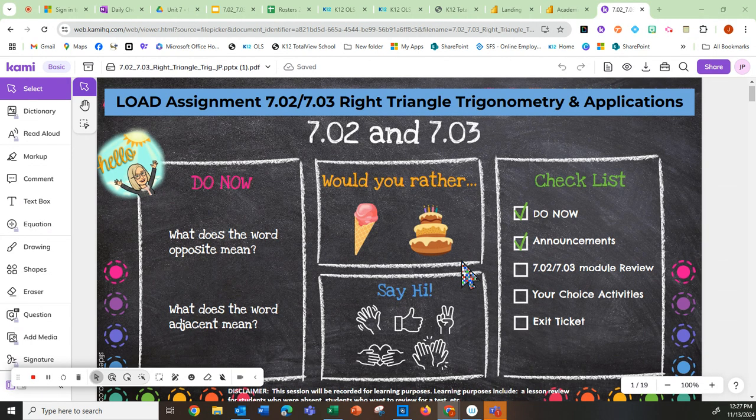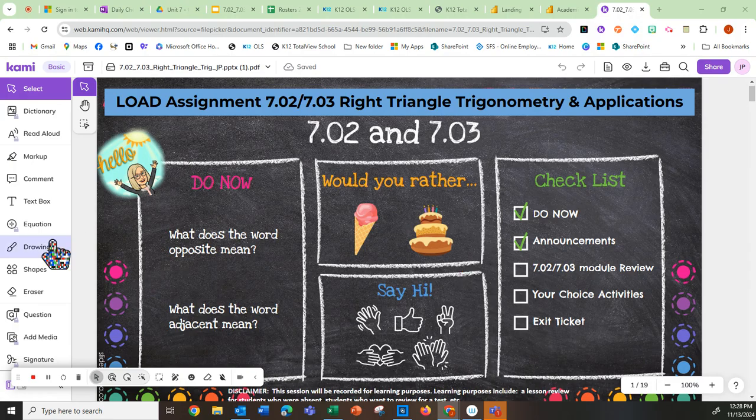I'm making this video for section 7.02 and 7.03 because I had to be out of the office today and I canceled our whole group this morning at 9:15, so I did want to send out this lesson that I had planned to do in our whole group today. So it is 7.02 and 7.03.